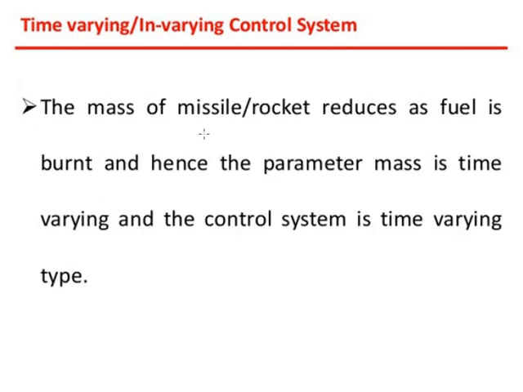The mass of a missile or rocket reduces as fuel is burnt, and hence the parameter, mass of fuel, is time varying and the control system is of time varying type. So as the time increases, the mass of the fuel decreases. That's why the parameter of fuel mass is decreasing, and that's why it is a time varying control system.